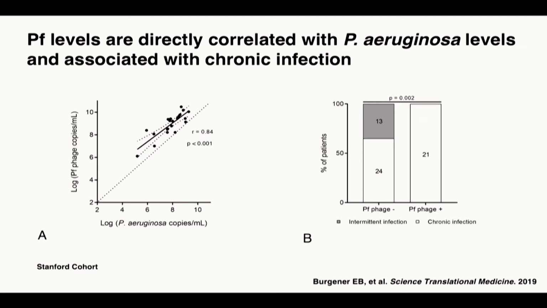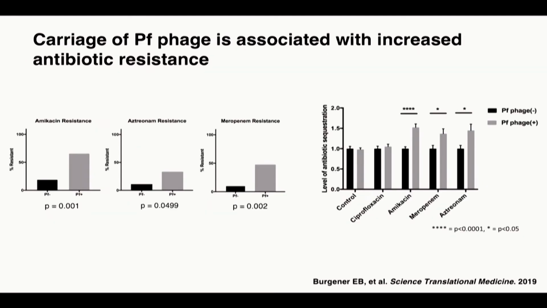And then panel B is when we applied the Leeds criteria, which is a definition for chronic Pseudomonas infection in CF, and you can see 100% of our patients with phage met criteria for chronic infection. And next we looked at antibiotic resistance. So our patients that carried PF phage had significantly higher incidence of resistance to amikacin, aztreonam, and meropenem.